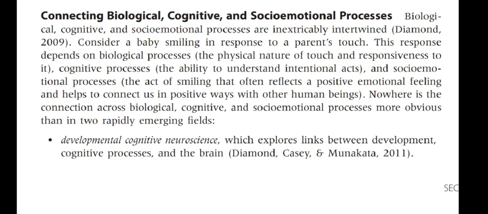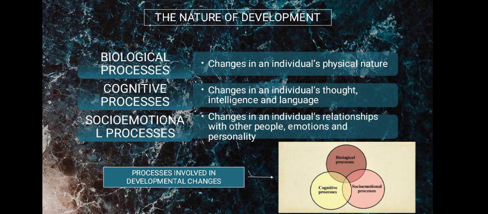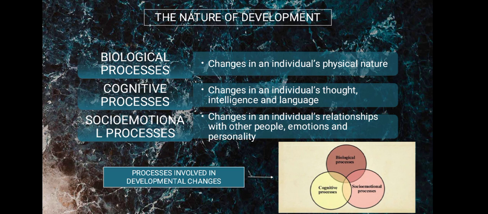So, basically, apa kesimpulan yang kita dapat daripada topik ini adalah nature of development is biological process, cognitive process, and socio-emotional process. So basically, kita wrap up semula, kita buat kesimpulan. Secara semula jadi perkembangan ataupun nature of development melibatkan 3 proses: biological, cognitive process, socio-emotional process. Okay. So, apa itu biological? Changes, perubahan dalam physical. Cognitive, perubahan dalam pemikiran, intelligent, language. Socio-emotional process, changes in relationship with others.